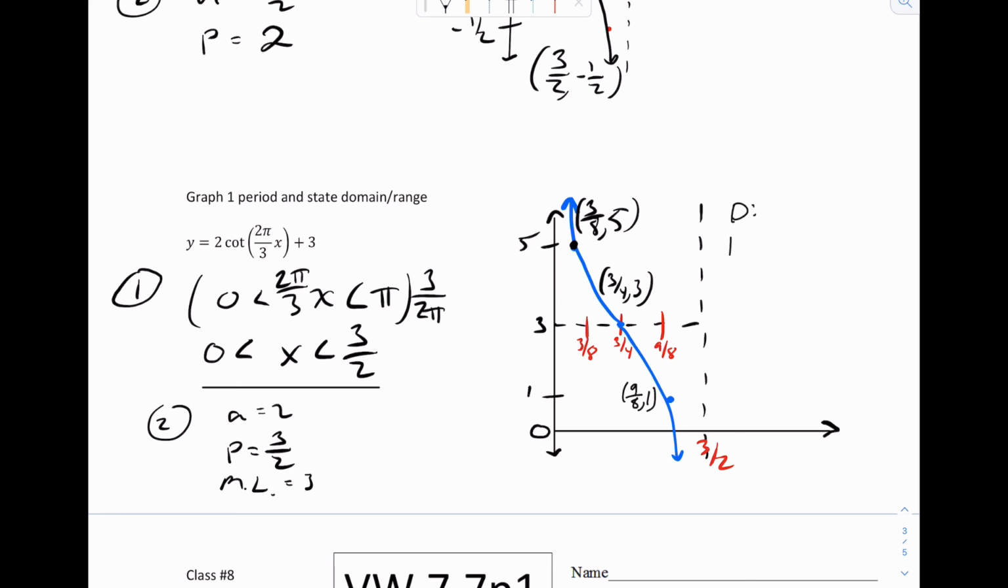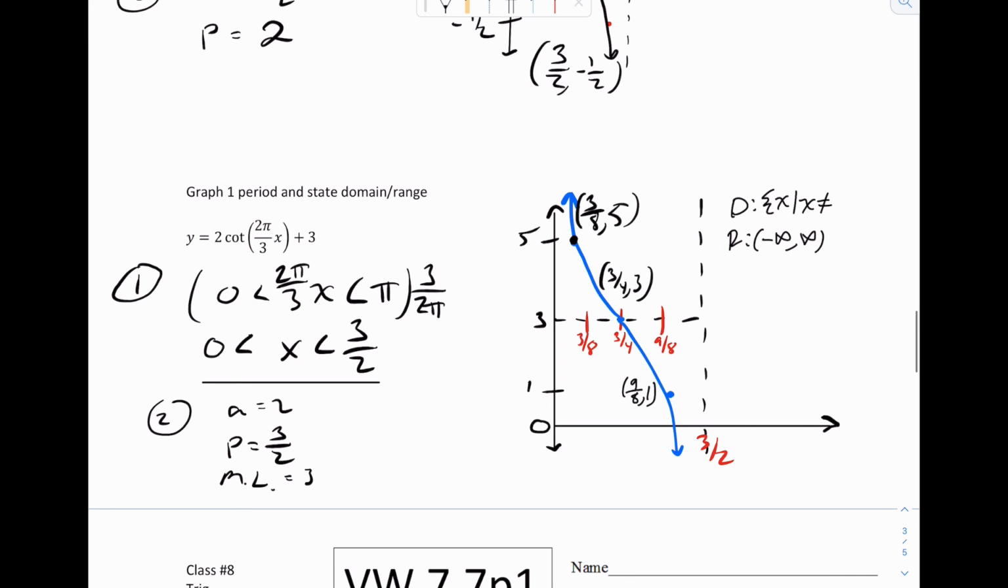Now we do the domain and range. You clearly see the range is everything. And the domain is going to be x, such that x cannot be. I'll use 0 as an asymptote. 0 plus the period, which is 3 over 2 k. And that's it.